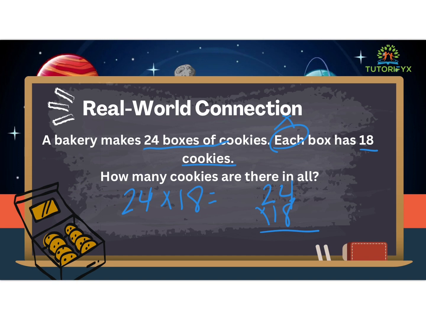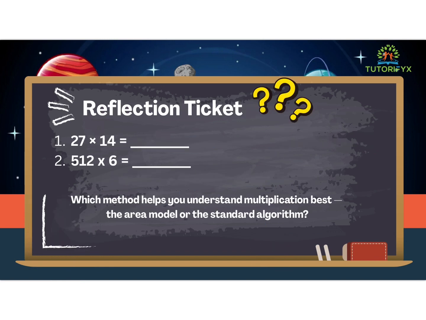You have 2 strategies that you learned today. Pick your poison. Take a moment and pause the video. Solve this on your own, and then unpause the video to see if you got the answer correct. You should have gotten 432. Woohoo!